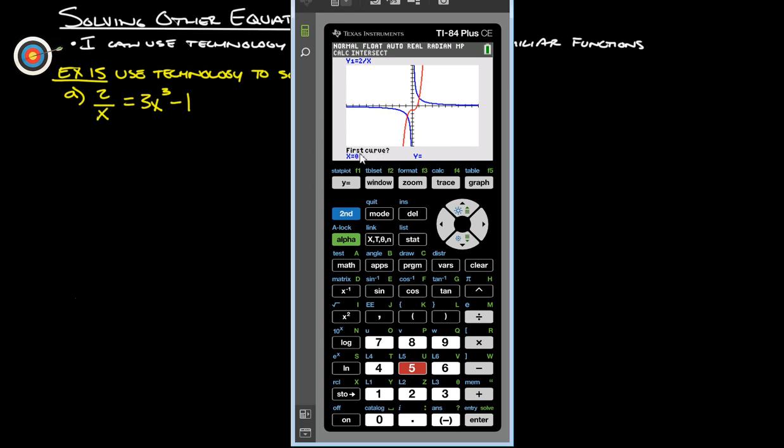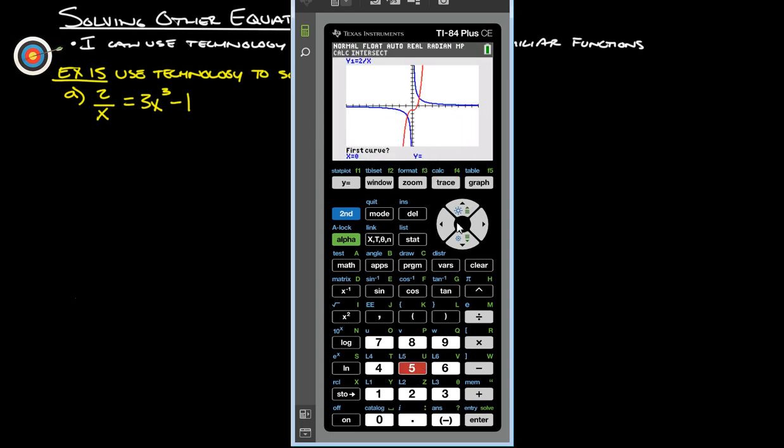Now it's going to ask you some questions. It says first curve. Basically, you could have a whole bunch of different graphs on here, because in this y equals window you could have a whole bunch of different equations. They want to know which two equations or which two graphs you want to find the intersection of. On this graph here, we are going to look for the intersection.